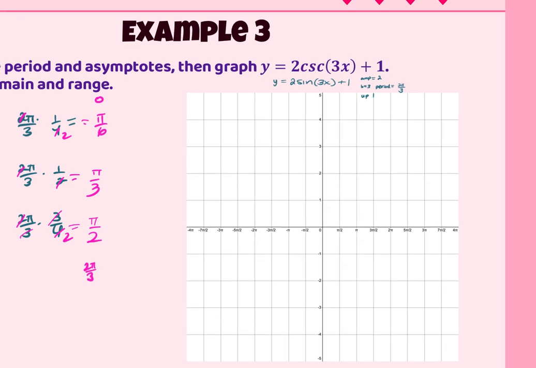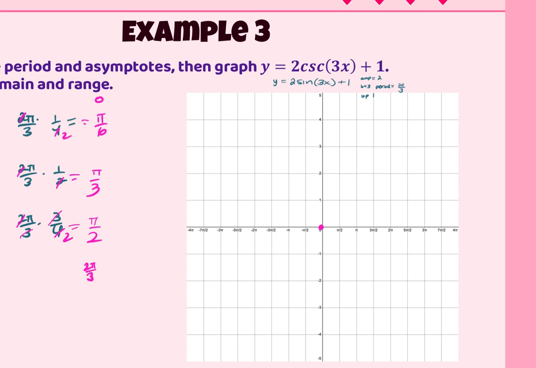There is no phase shift. We're going to do one with a phase shift because if there is a phase shift, then I add it or subtract it at that point. I find my key points and then I add onto it or subtract it depending on which direction it's going. So my first key point is at 0. The next one is at pi over 6.